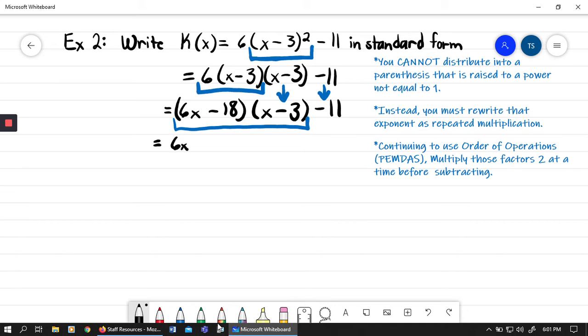6x squared minus 18x, again, plus 54. Ooh, that's a sloppy 54, ain't it? Try that again. 54. Alright, that's better.